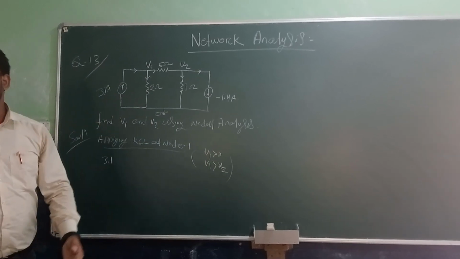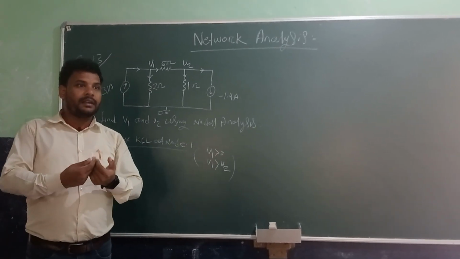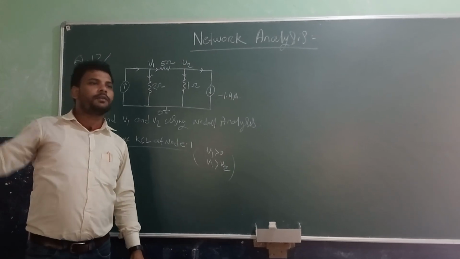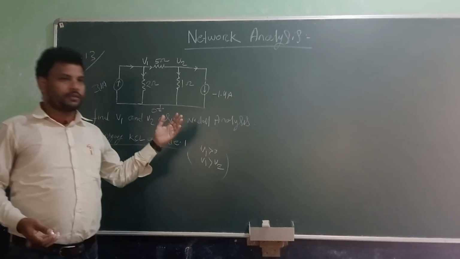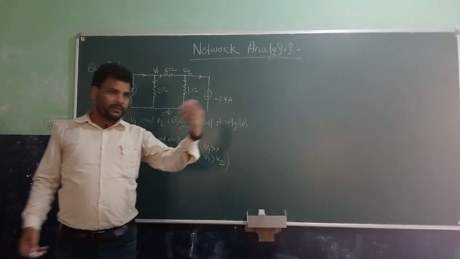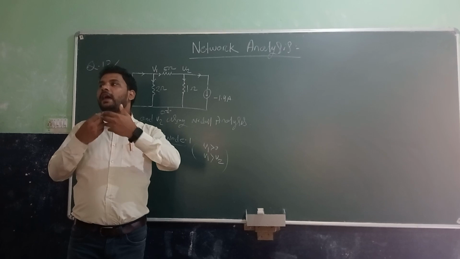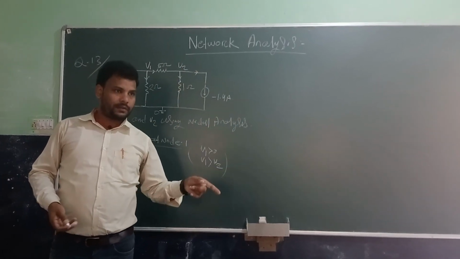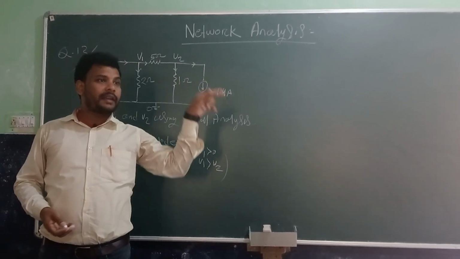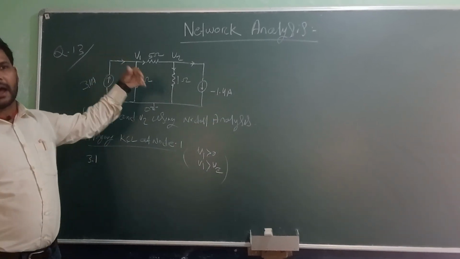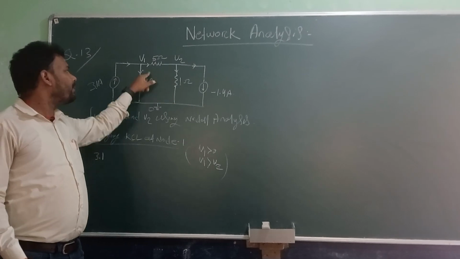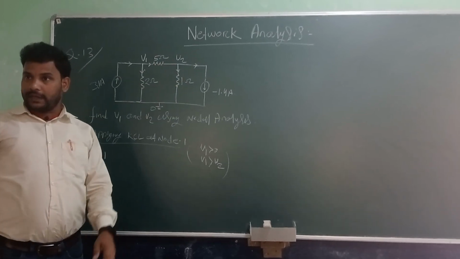As in mesh analysis, we assume I1 flowing clockwise and I2 flowing clockwise. After solving some questions, we get I1 as minus something. Minus something means I1 is flowing anti-clockwise. Okay. Here we assume V1, V2 and V1 greater than V2.